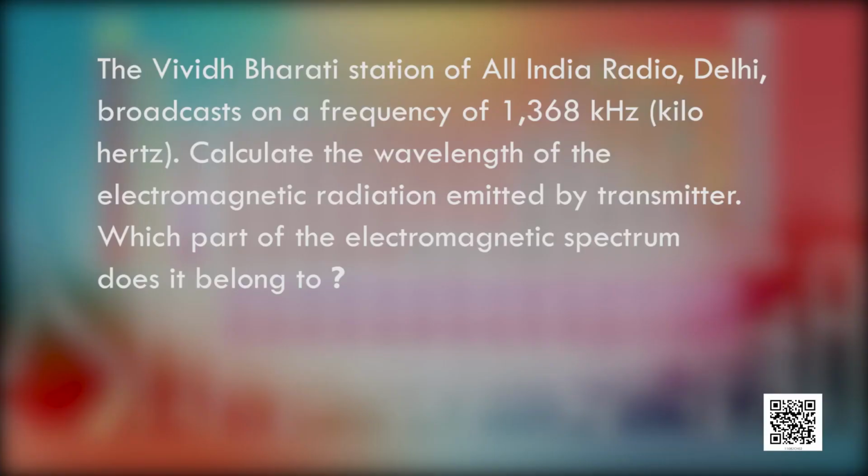Now that we have learned so much about the electromagnetic radiations, it is time for some task. I am giving you a problem which is coming up on the screen. The Vivid Bharati station of All India Radio Delhi broadcasts on a frequency of 1368 kilohertz. So, what have we given you? We have given you the frequency. Calculate the wavelength of the electromagnetic radiation emitted by the transmitter. Which part of the electromagnetic spectrum does it belong to? So, there are two questions in the same problem.